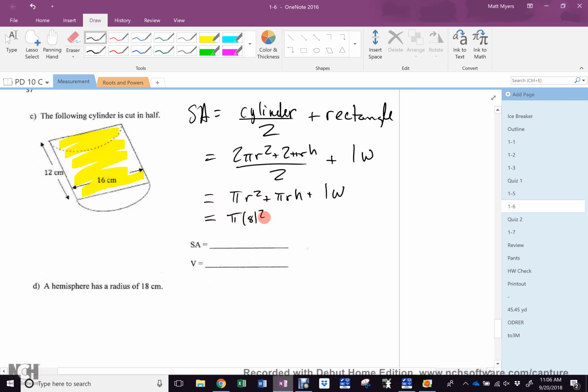Pi times 8 squared plus pi times 8. What's h? 12. Even though the cylinder is lying down, the height still goes from base away. Plus 16 by 12, which is 64 and 96, 160 pi plus 192. 192 plus 160 pi, which is going to be somewhere around 400, 500, somewhere around 692 pi. Or no, sorry, 692 total. Of course you have to do 192 plus 160, because when you cut it in half, you created a new surface.